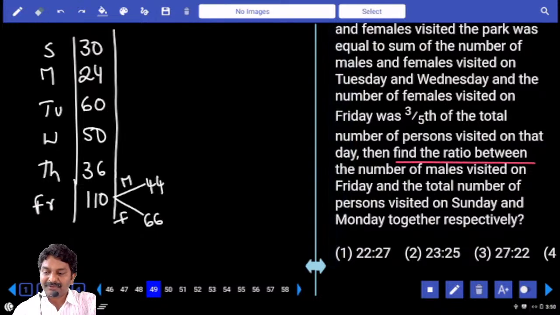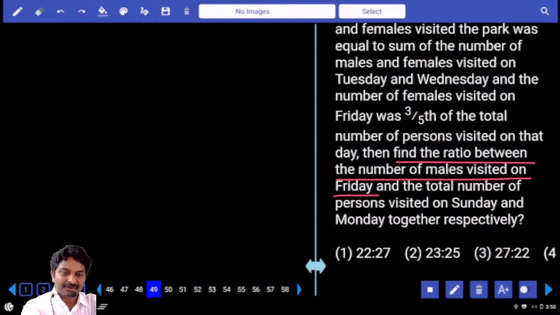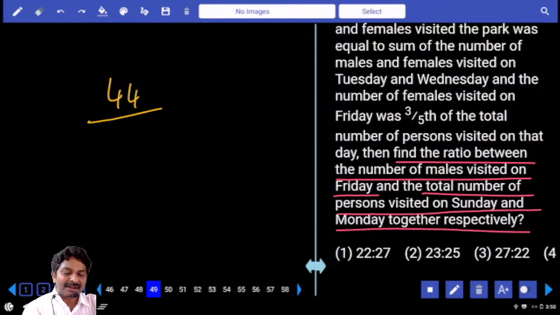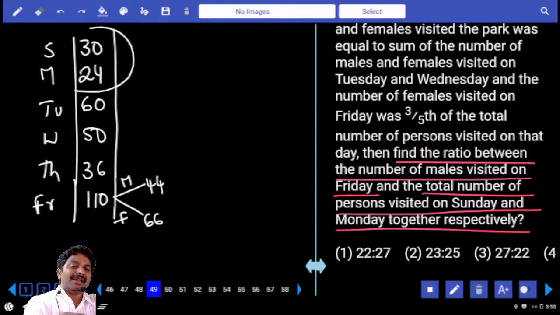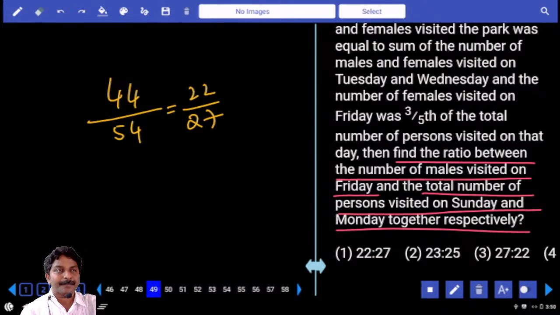Find the ratio between the number of males visited on Friday, which is 44, and the total number of persons visiting on Sunday and Monday together. Sunday and Monday, both days together, we have 54. We were asked to calculate the ratio between both the numbers: 22:27.